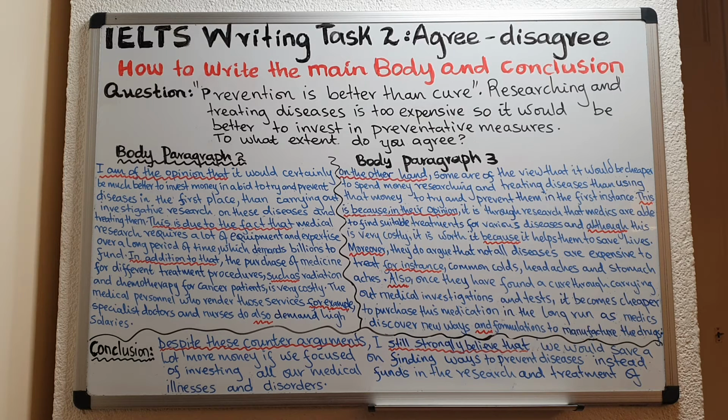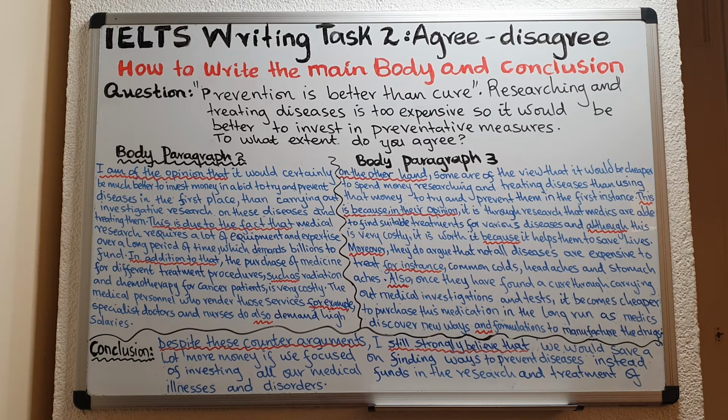So you begin writing body paragraph 3 with making it very clear that you are going to be talking about the other side of the argument. On the other hand, some are of the view that it would be cheaper to spend money researching and treating diseases than using that money to try and prevent them in the first instance. So remember, there are people who have the other opinion that you don't agree with. You are expected to write about that group of people and give the reasons that they have to support their opinion.